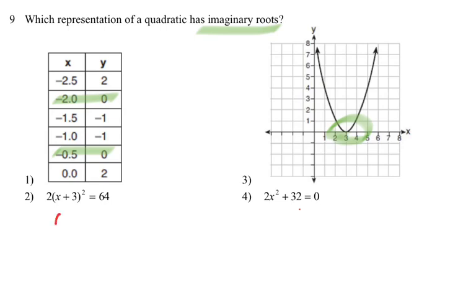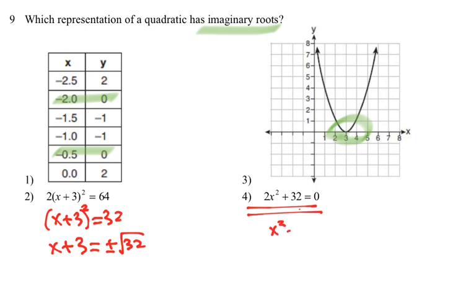Choice 2, you can actually solve for x plus 3 by dividing by 2 and taking the square root. Then we get plus or minus a radical 32, which is perfectly fine. It's a real root. But on the other hand, the last choice, x squared would have been equal to negative 16. You see, we then have to take the square root of a negative number, which will result in an imaginary root. So choice 4 would have been the answer.